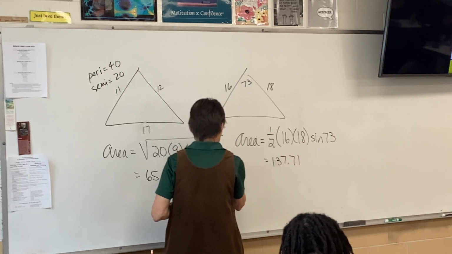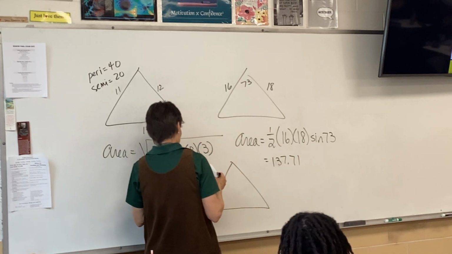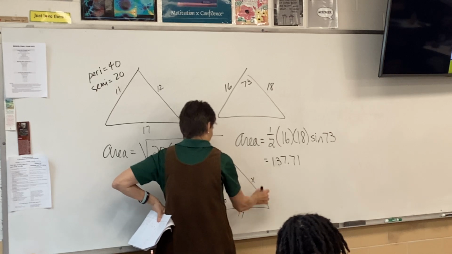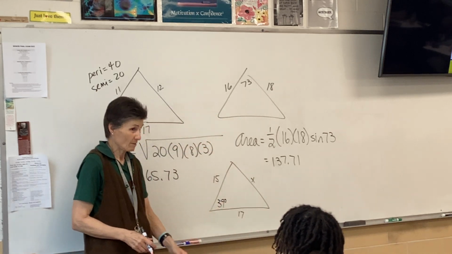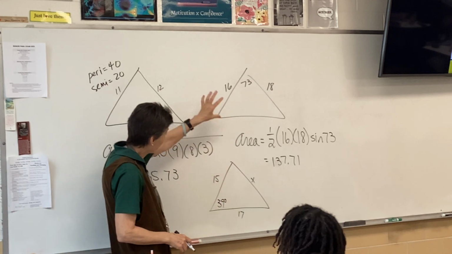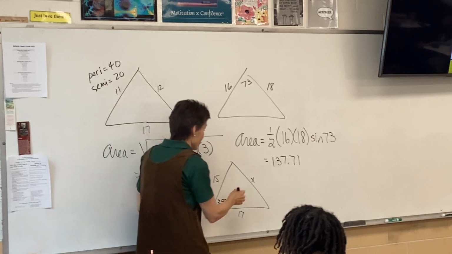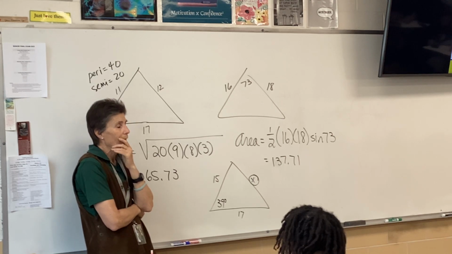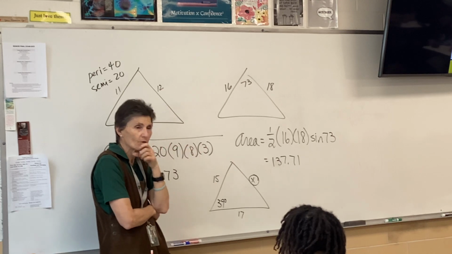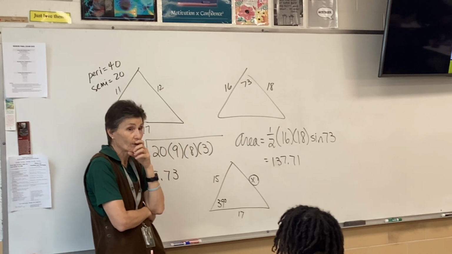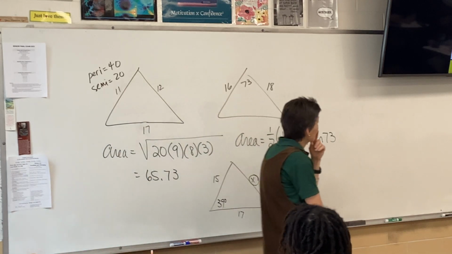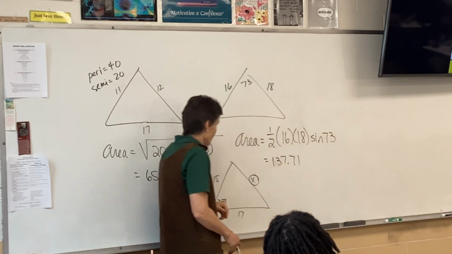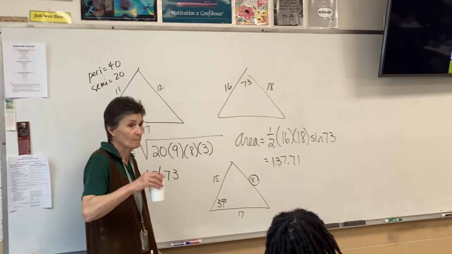While we've got our calculators out, let's try this one. Now, this is not area. Even though that triangle looks a lot like that one, this one says find X, which is a side. How do we find sides of the triangle? Or angles, either one, sides or angles. We use our law of sines or cosines, which are actually the first things on the sheet up there. Which one is this one going to be? Is this going to be a law of sines problem or a law of cosines problem?